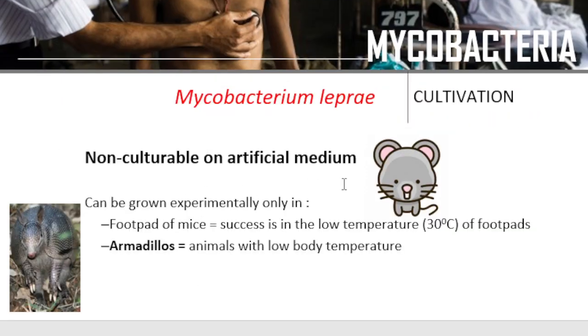Now, as I said earlier, Mycobacterium leprae cannot be grown in vitro. They are non-culturable on artificial medium. They can be grown experimentally only in the footpad of mice, with success at the low temperature of 30 degrees Celsius in their footpads. And in the laboratory, armadillos are also known, animals with low body temperature. So Mycobacterium leprae can be isolated from them.